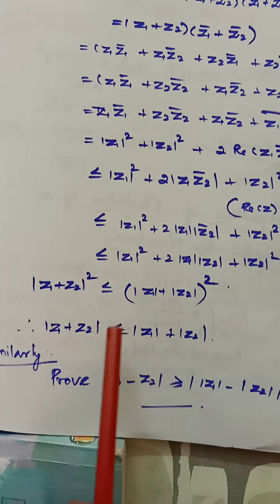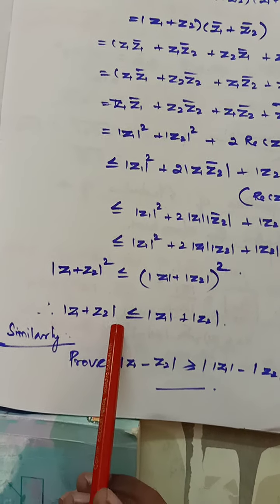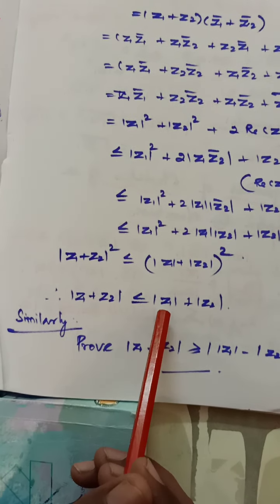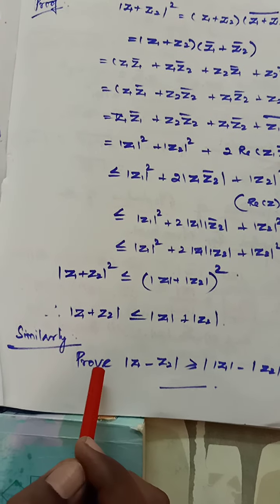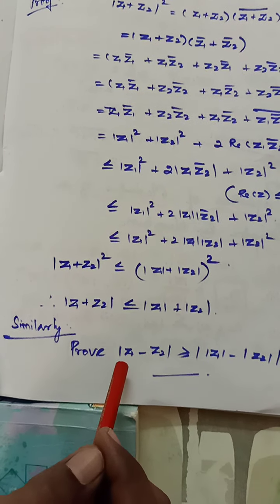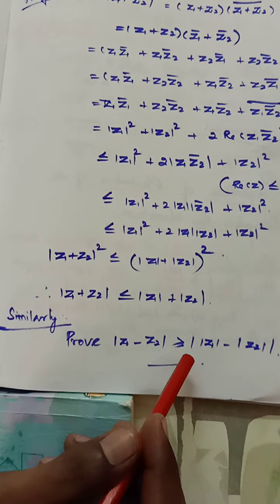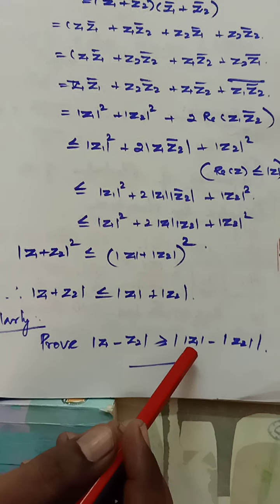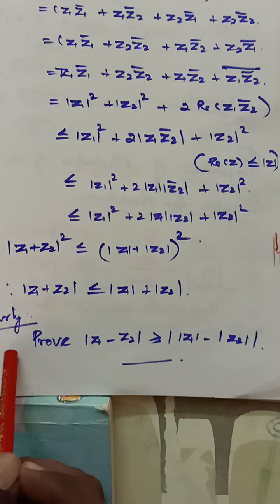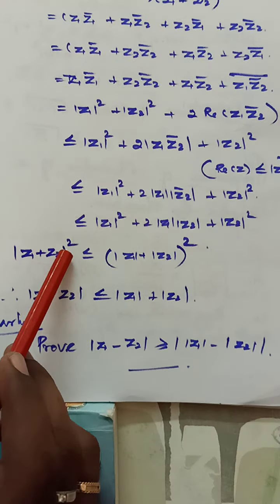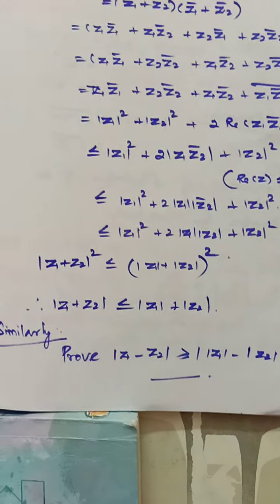Taking the positive square root, it becomes modulus of z1 plus z2 is less than or equal to mod z1 plus mod z2, right? At the same time, you have one more property, that is modulus of z1 minus z2 is greater than or equal to the modulus of mod z1 minus mod z2, right? This is also one of the 3 mark questions, a most repeated question.